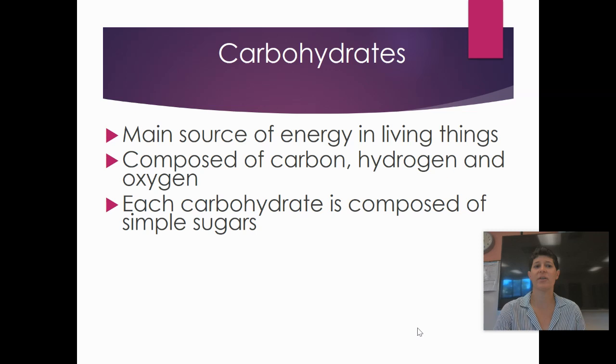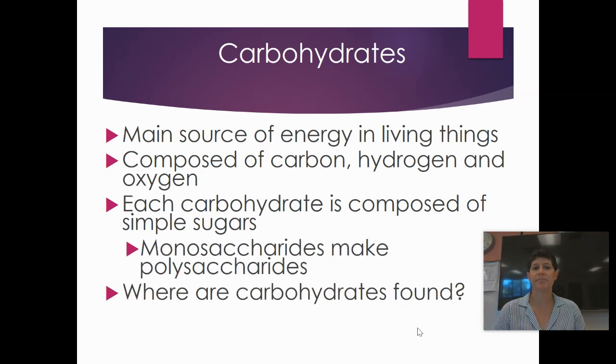So for carbohydrates, we're looking at the main source of energy. So when we eat these, our body turns them into energy. It's made up of three main atoms: carbon, hydrogen, and oxygen. And these kind of arrange themselves into little simple sugars, which look kind of like little ring structures.